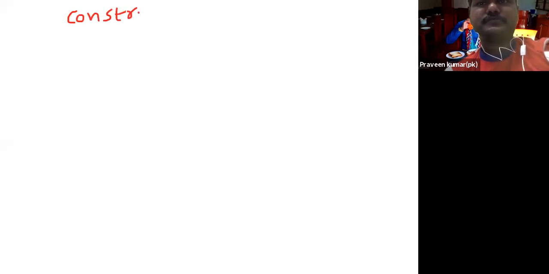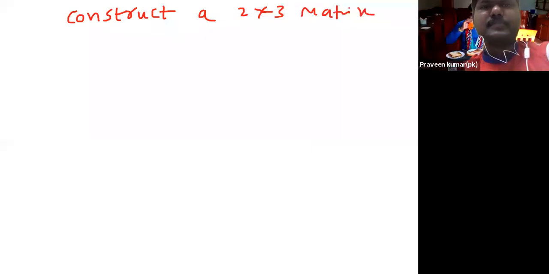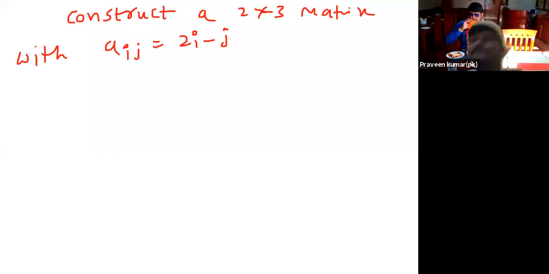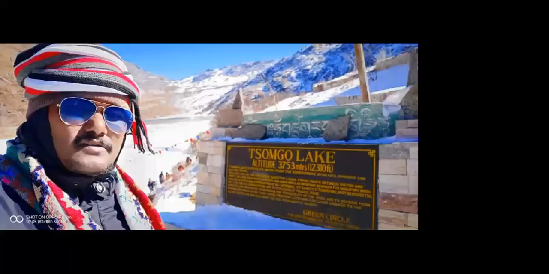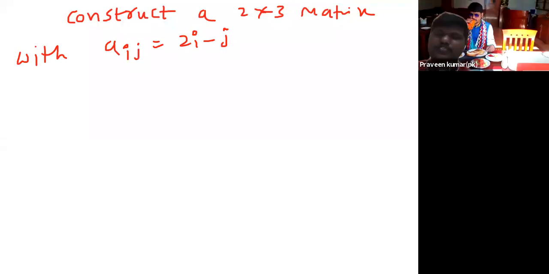Construct a 2 by 3 matrix with Aij is equal to 2i minus j. I'll give 2 minutes time, everyone. You can find the answer for this question. Can you try, everyone? Let's try.